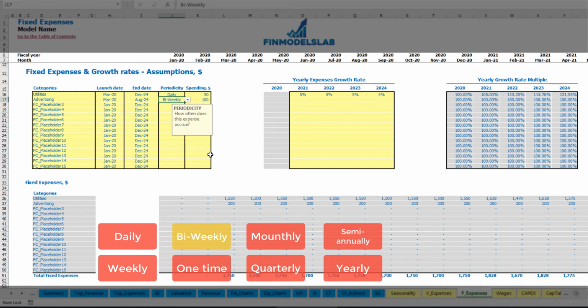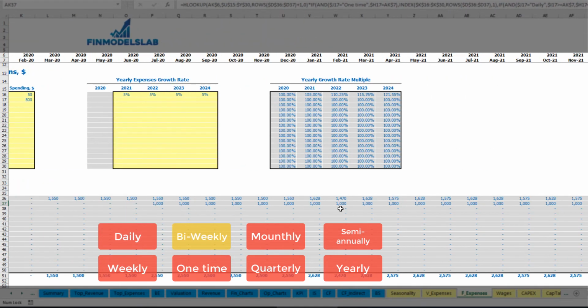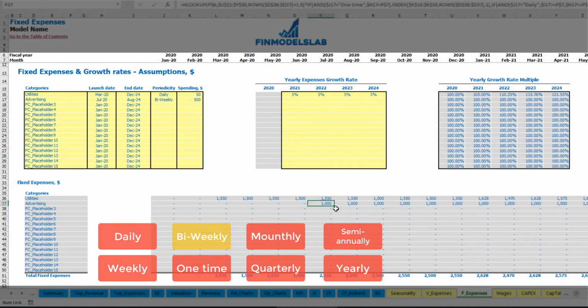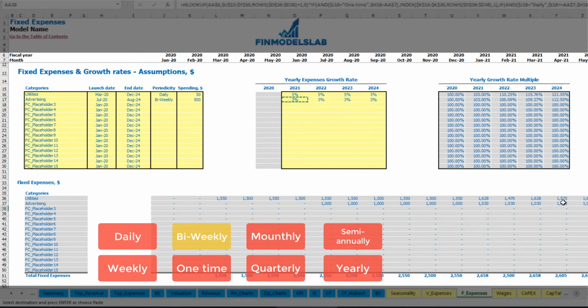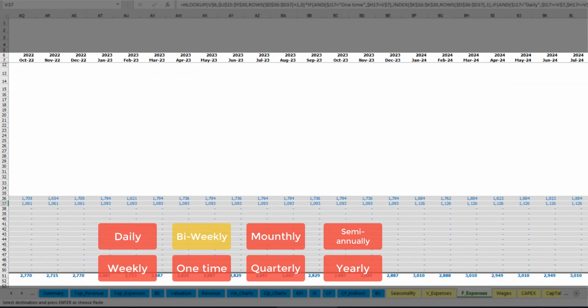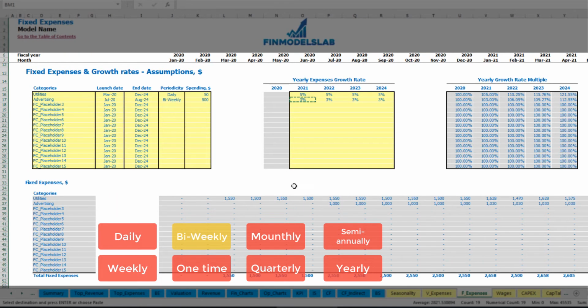Another option is bi-weekly, for example, $500. You can start from July, for example, and you'll have 2 payments, which is 2 bi-weekly payments within the month. $500 multiplied by 2, you have $1,000 per month. Again, you can input some growth rate and you will see that your advertising expenses will grow year over year till the August 24, which is the last date of this expense type.